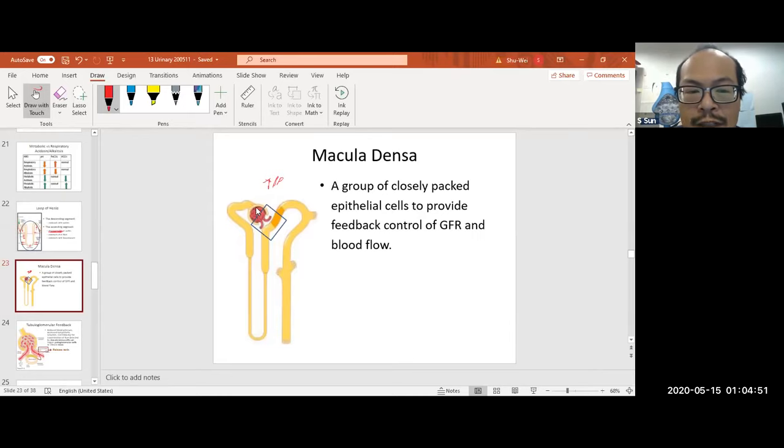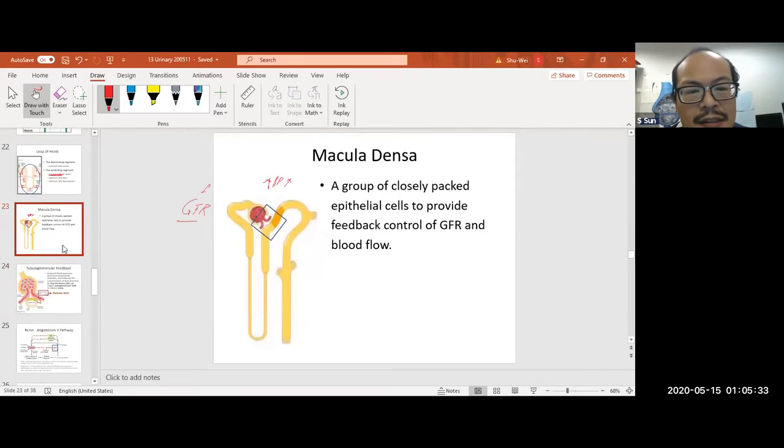If the filtration is low, say GFR is low, we will have low flow here, and that low flow will be detected by the macula densa. The macula densa will then cause an increase in blood pressure in order to regain the filtration pressure, to regain the filtration rate. There are several ways it does this. One is that it detects the amounts in that tubule.